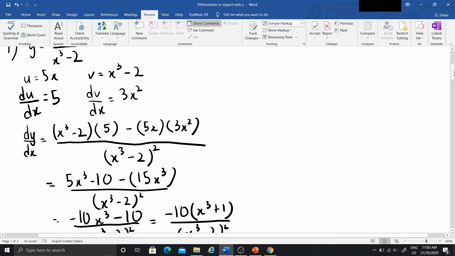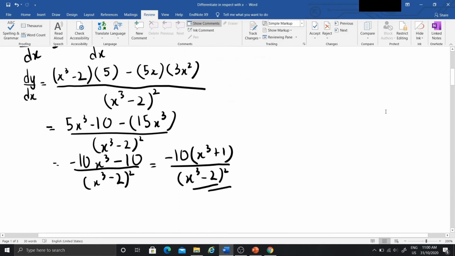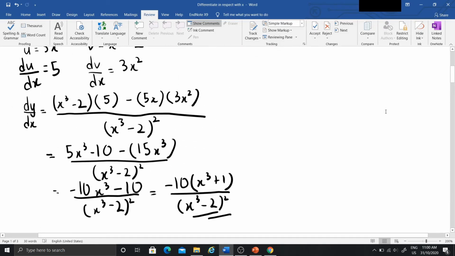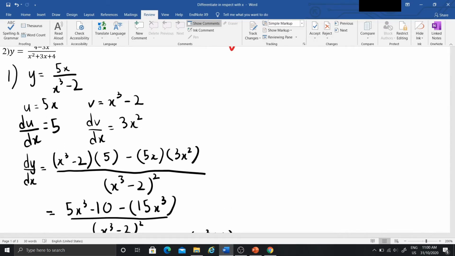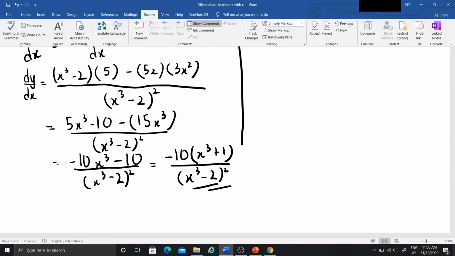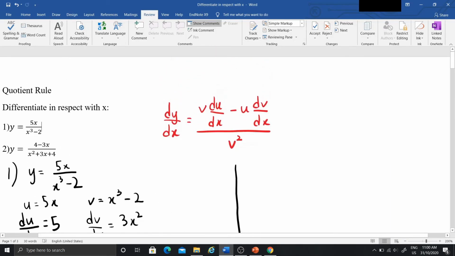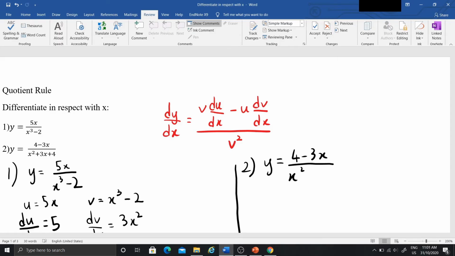Let's try question number 2. I'll put a divider to show the difference between the two steps. Here y equals (4 minus 3x) divided by (x squared plus 3x plus 4).